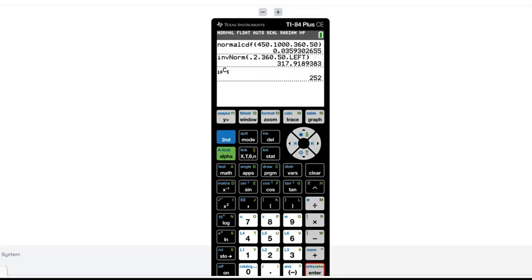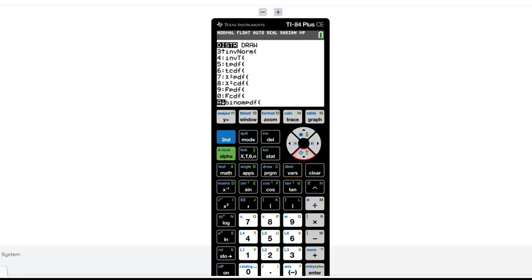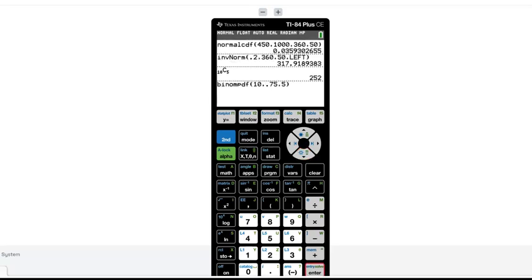Okay, so we are going into second vars because this is a distribution. It's just a different distribution. It's not the normal. Or sorry, it is the binomial. My bad, it's not normal. See, this video is too long for me. Okay, so we're going to go all the way down to binom PDF. That's going to be A, okay? And we're going to fill in our stuff. So our trials are 10, our p-value is 0.75, and our x value is 5 because we want 5 successes.